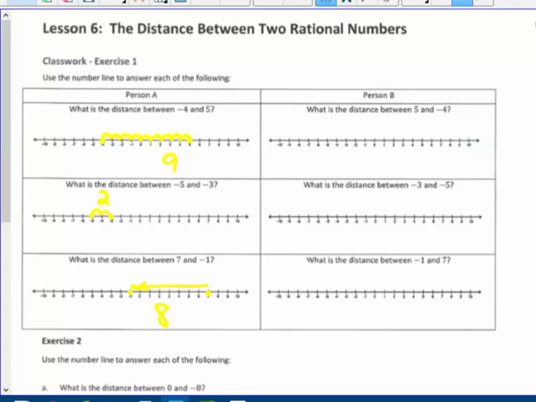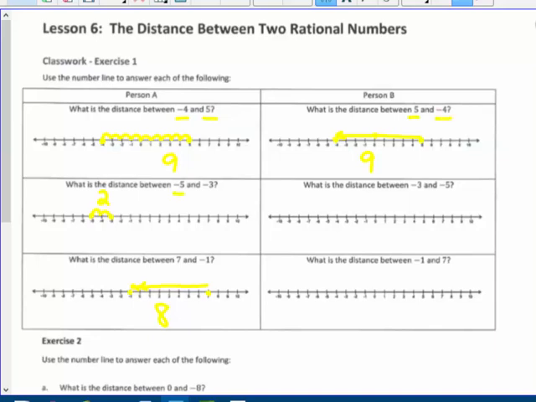5 and -4. So going 5 to get to 0 and then 4 more, I'm going to have a distance of 9. So the distance between -4 and 5 is 9, switching the order. The distance between 5 and -4 is also 9.